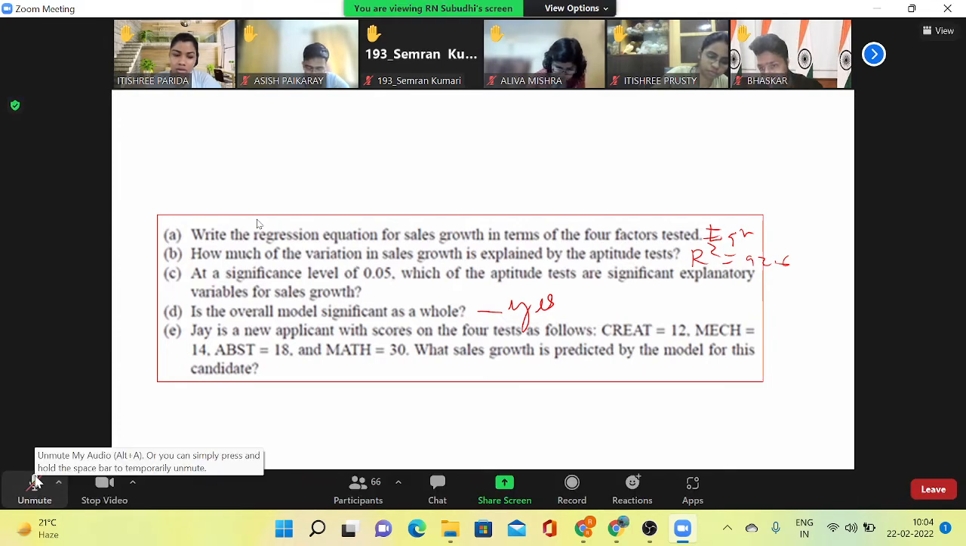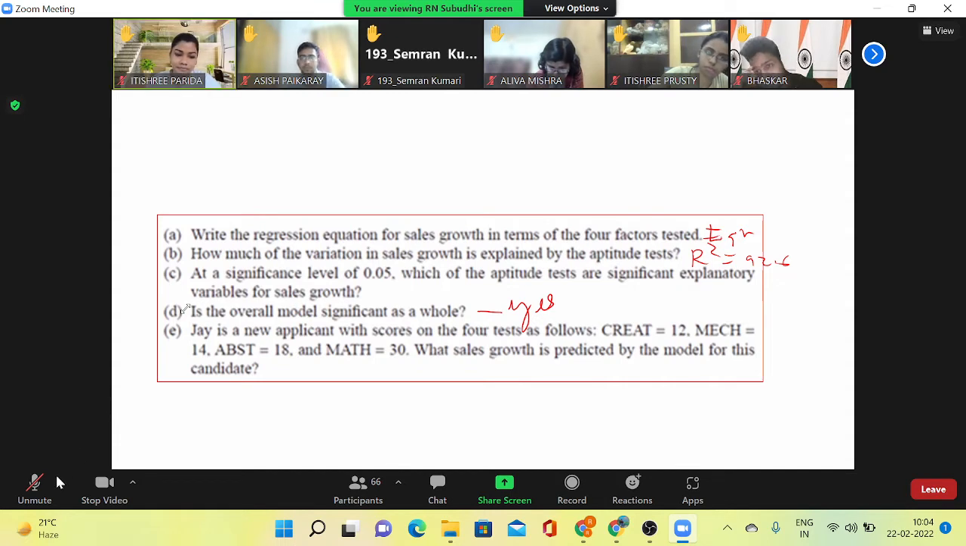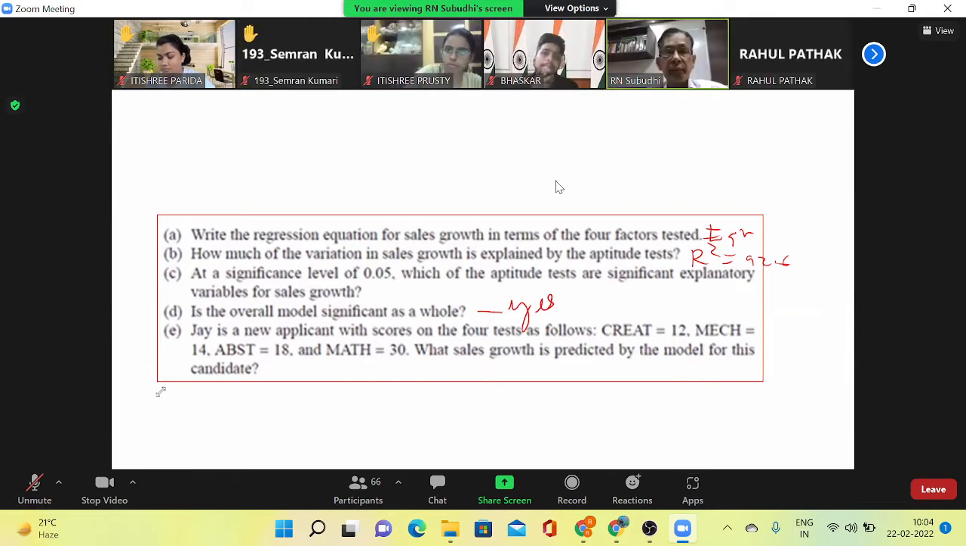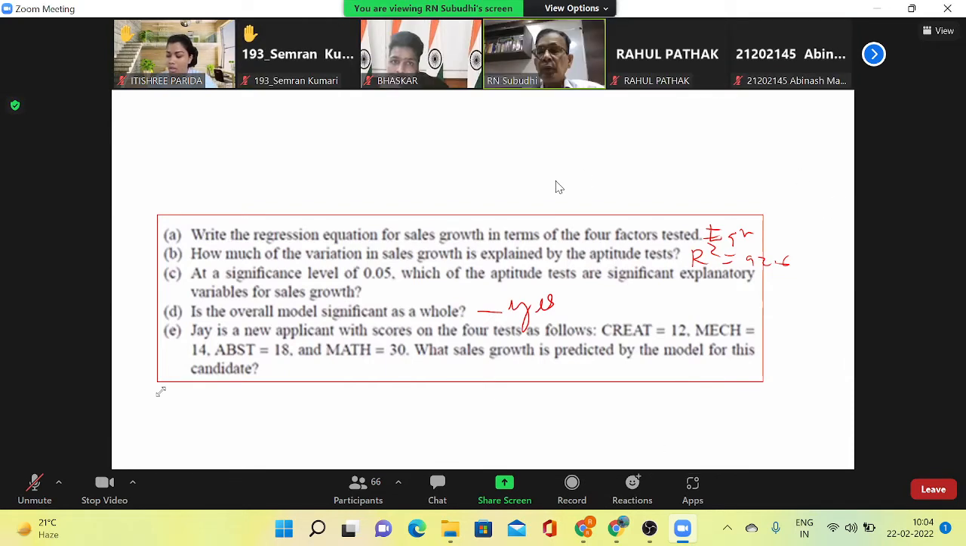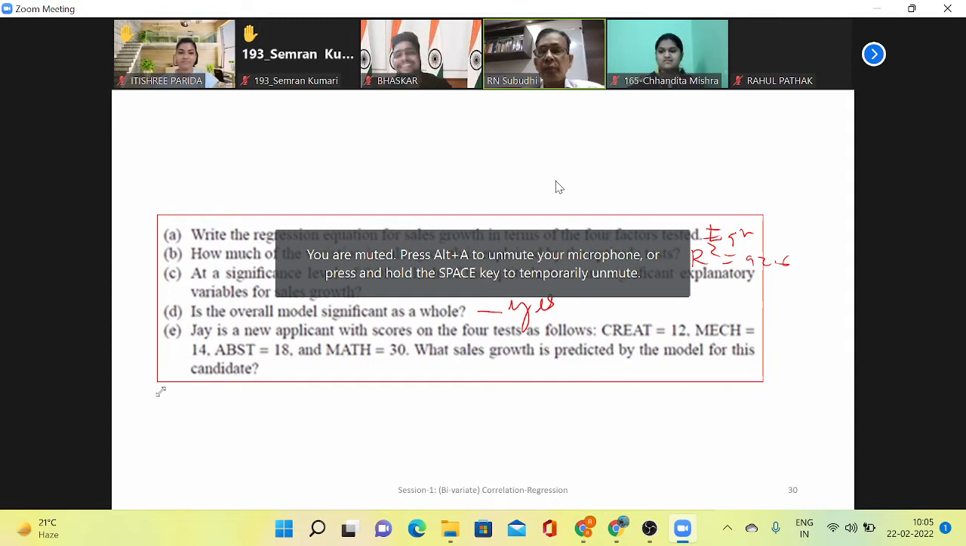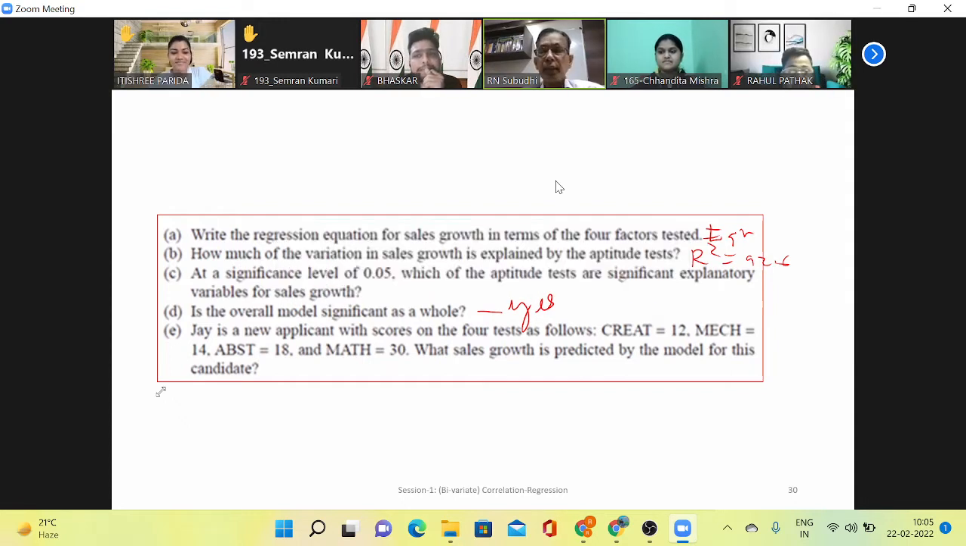All of you getting it? Yes, sir. Anybody having doubt? Anybody having doubt? All of you clear? Chandita? Sir, can you repeat again? Tell again, take the name of Chandita.